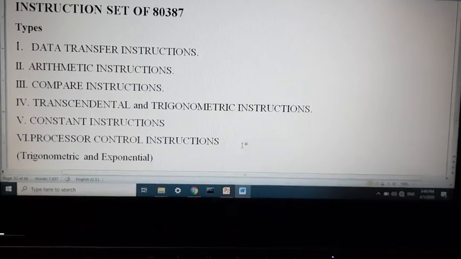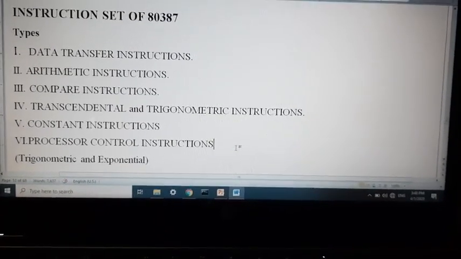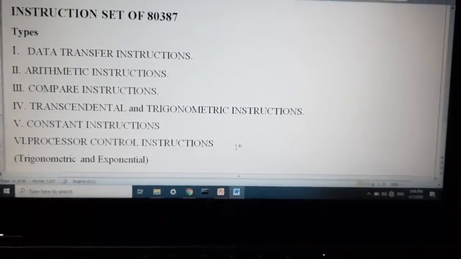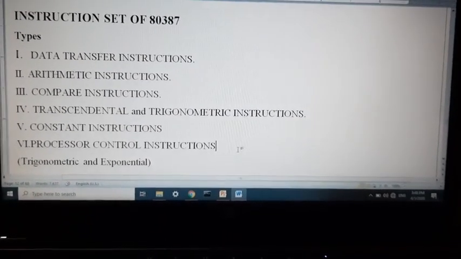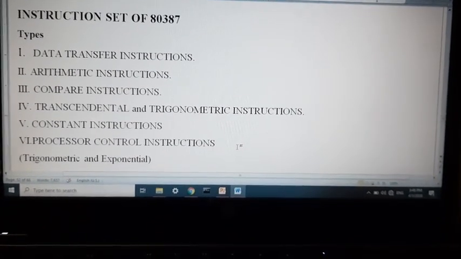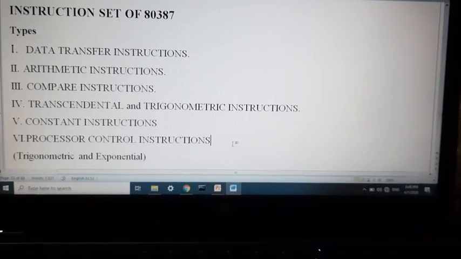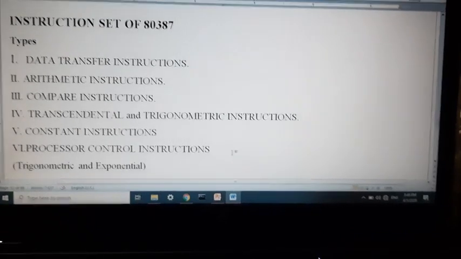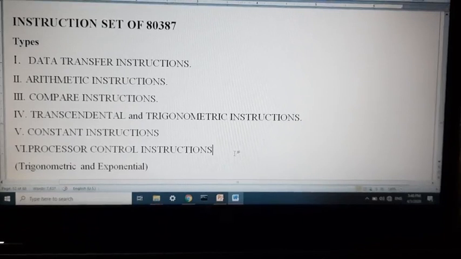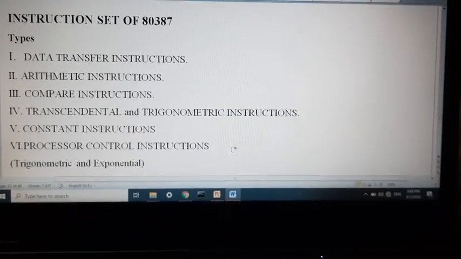Now all these 68 instructions must start with the letter F, capital or small, whatever it may be. F stands for floating point number, that is nothing but a real number. Yesterday we saw that it is a fractional number having a decimal point in it. So today we will start with the different types of instructions we have to process the complex mathematical instructions in 80387.